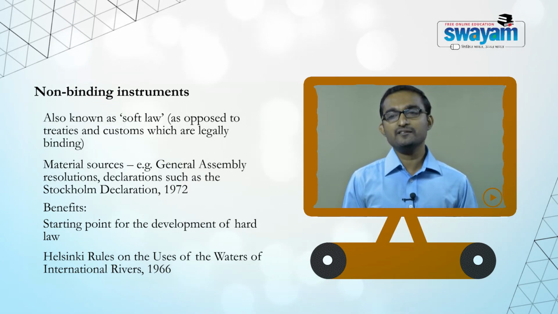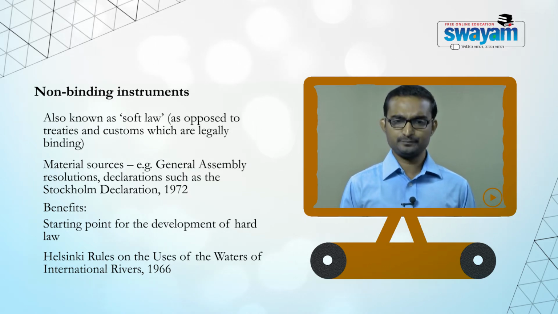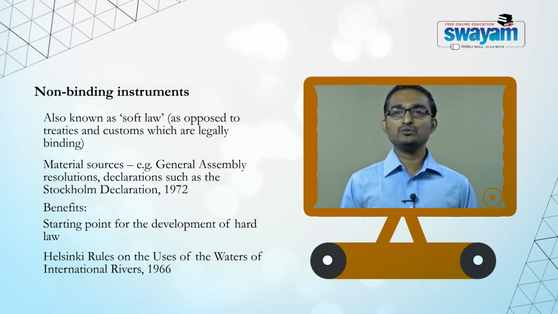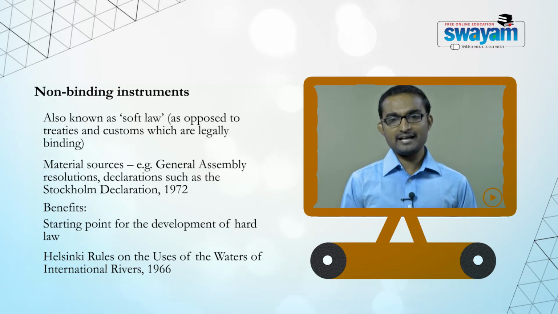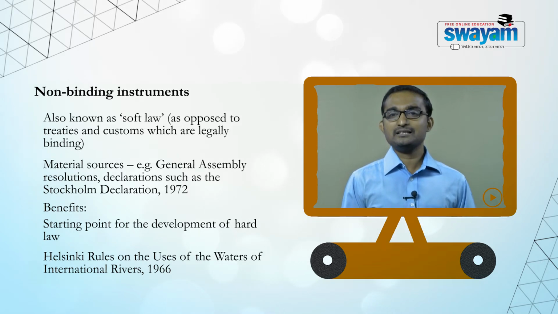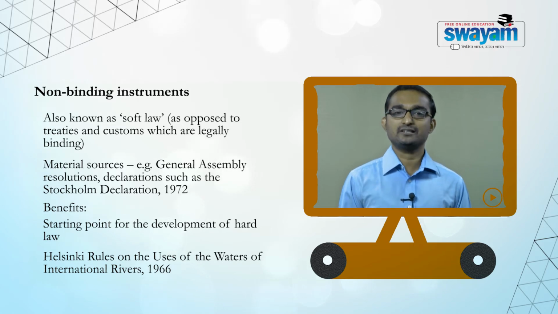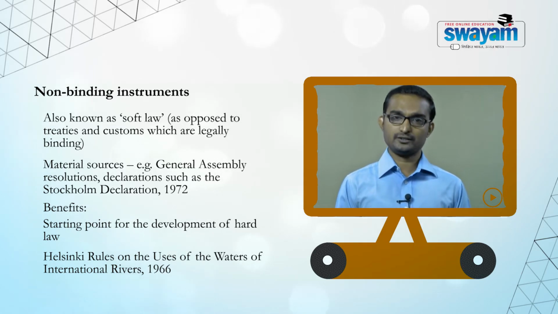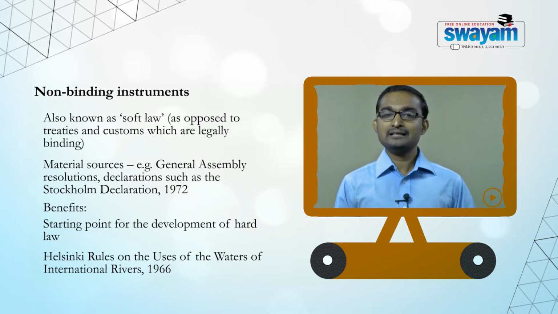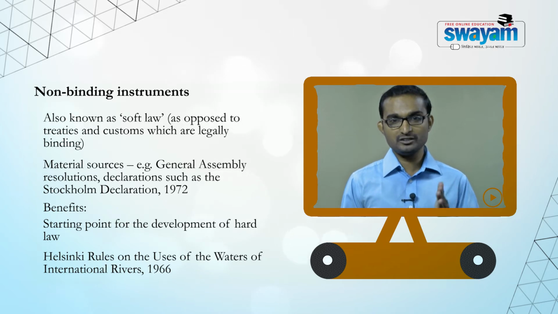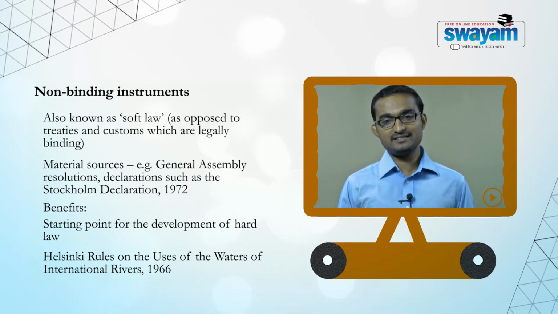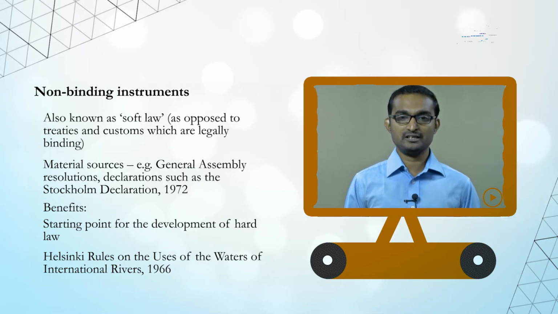So what are the benefits? How do they influence? What are the benefits of these non-binding instruments? One important advantage is that they influence the future development of international environmental law. For example, the same Helsinki Rules on the Uses of the Waters of International Rivers 1966, adopted by the International Law Association, has been significantly influential in the development of law on international rivers. Later on, when the International Law Commission was entrusted with the duty of developing a document on international rivers, they relied on this document significantly. Or to put it in different words, the Helsinki Rules was the starting point for the development of what we now have, the 1997 Convention on the Law of the Non-Navigational Uses of International Watercourses.